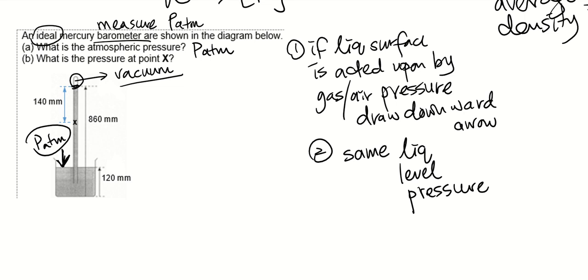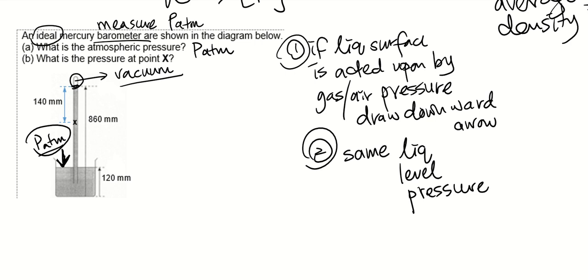So first step, I'm done. If the liquid surface is acted upon by gas or air pressure, I will draw a downward arrow. Okay, I drew a downward arrow and I denoted it to be PATM. Next, I need to apply this.